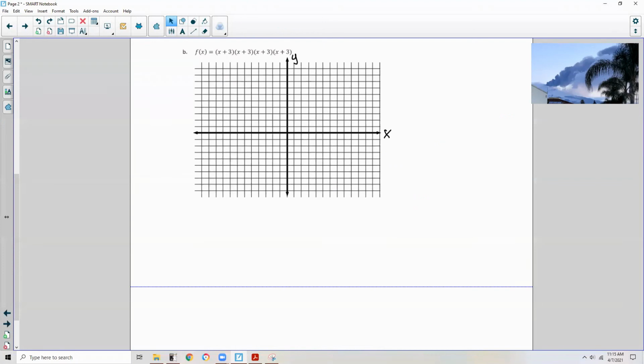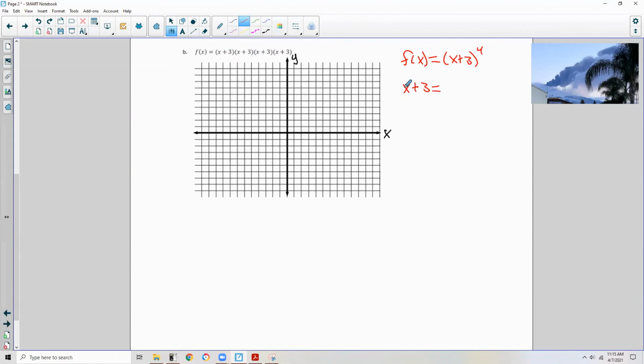Okay, part B. So I put the coordinates in, the x-axis, the y-axis, I should say. And this function is x plus 3 times itself 4 times. Okay, so that'd be the equivalent of saying f of x equals x plus 3 to the power of 4. So our solution to this is going to, when you take any one of those factors, which are all the same, and set it equal to 0 and subtract 3 from both sides to get the x isolated, we get a solution where x equals negative 3. So the solution is negative 3. The root is negative 3. The 0 is x equals negative 3.